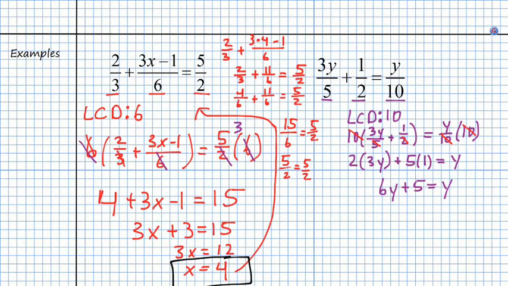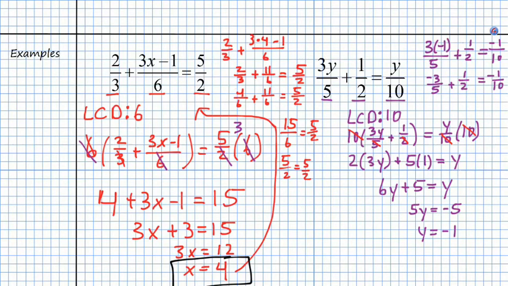And we're going to find that if we subtract, we get that 5y is equal to -5, and y is equal to -1. So now we need to take that y equals -1 and plug it back in. So we'll plug it back in here, and we get 3 times -1 over 5 plus 1/2 should equal -1 over 10. So this is going to be -3 over 5 plus 1/2 is equal to -1 over 10.